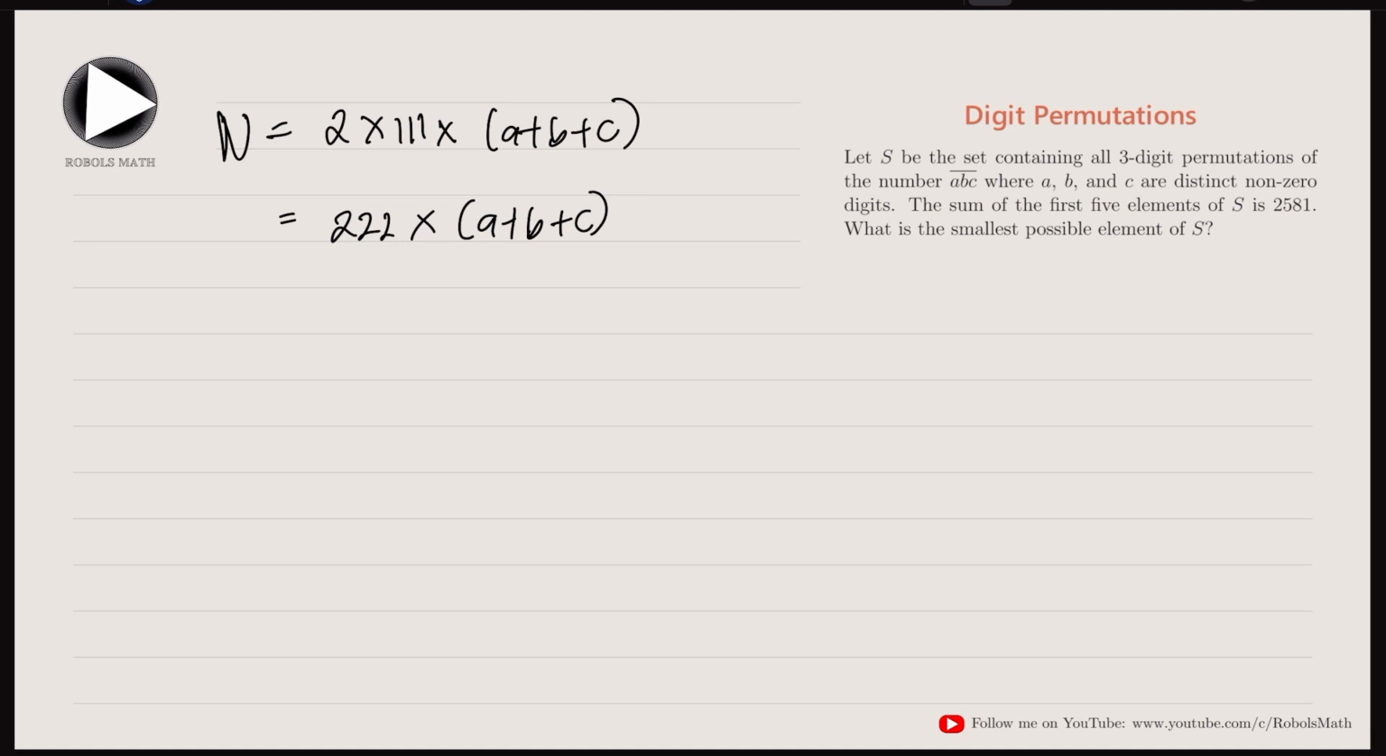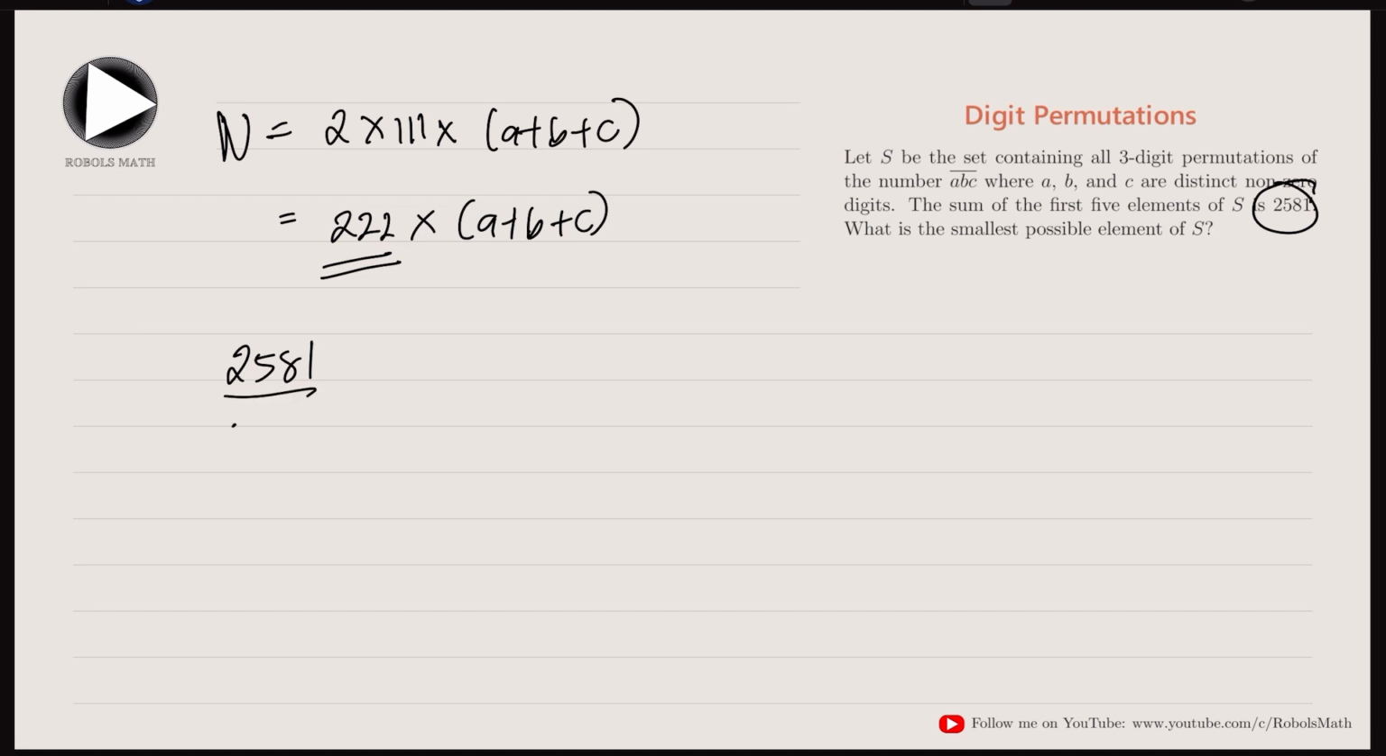Now, unlike the example we had earlier, we do not know what the digits are. Actually, that's kind of the goal for the problem. Now, what's important here is that the sum of all possible elements of S is divisible by 222. So the goal now is to find what that sum is. So since we are given that the partial sum of the 5 elements is 2581, let's think about the closest multiple of 222 to 2581.